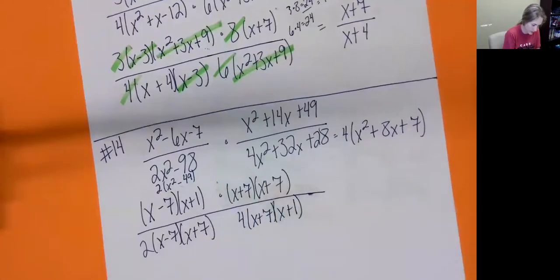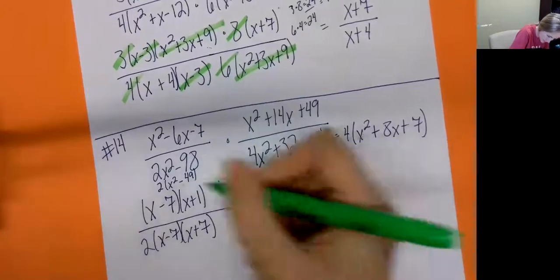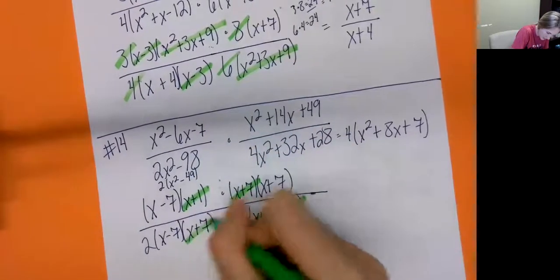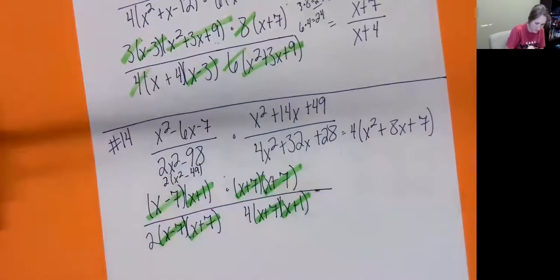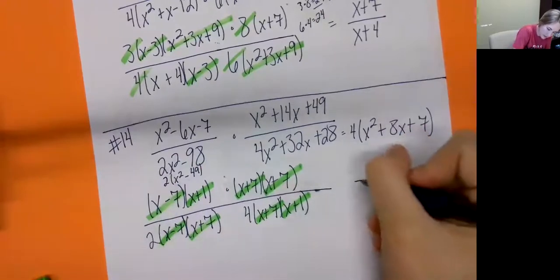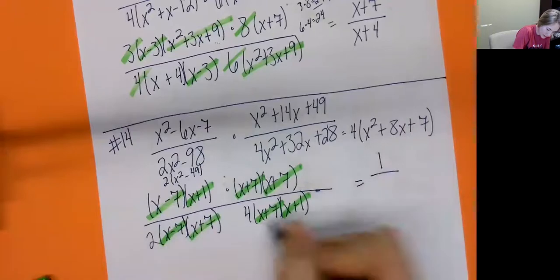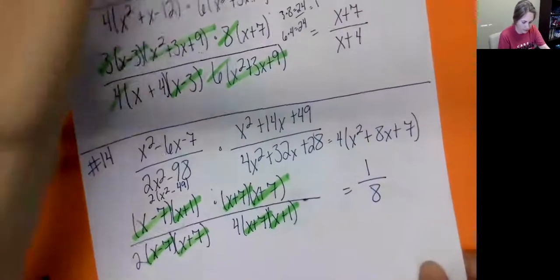Go cancel crazy. So I have a plus 7 here, and there's plus 7 here. I have a plus 1 here, there's plus 1 here. Plus 7, subtract 7, subtract 7. So on the top, I'd still have a 1, and 2 times 4 is 8. So 1/8.